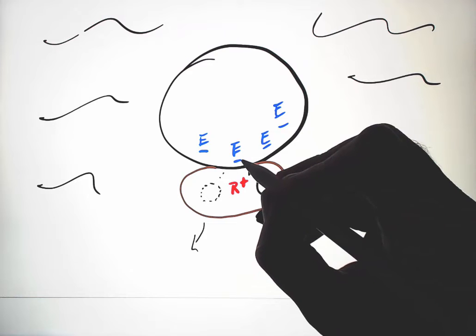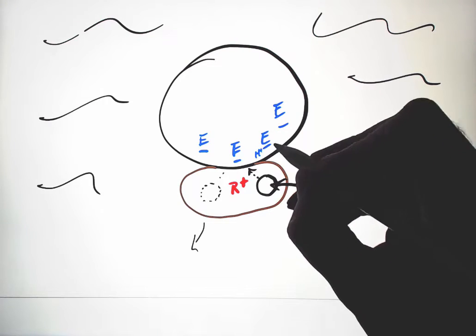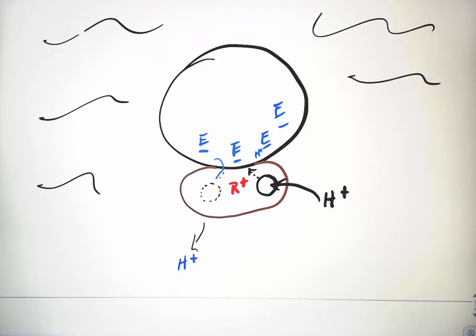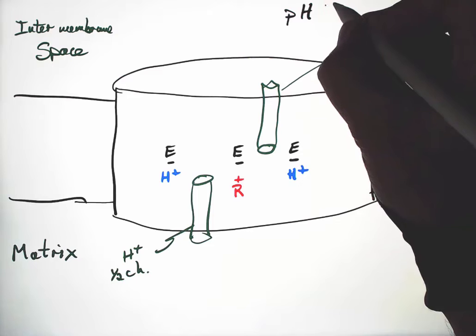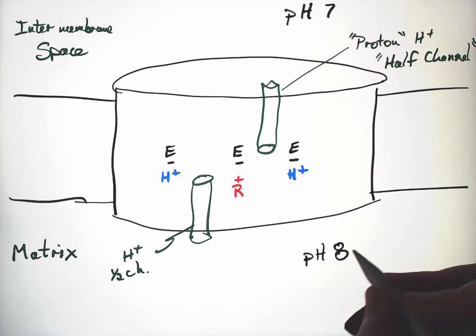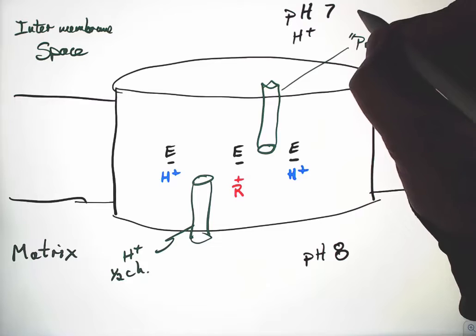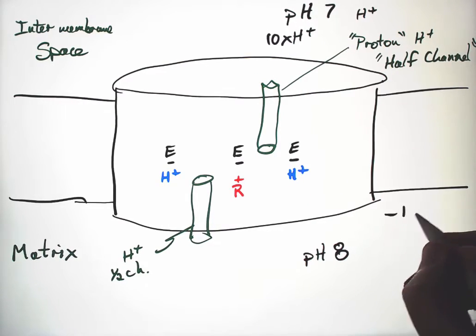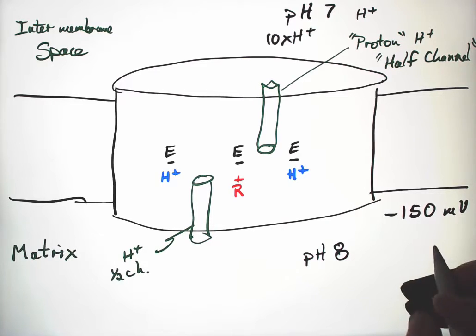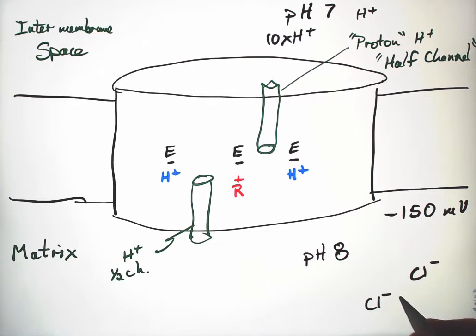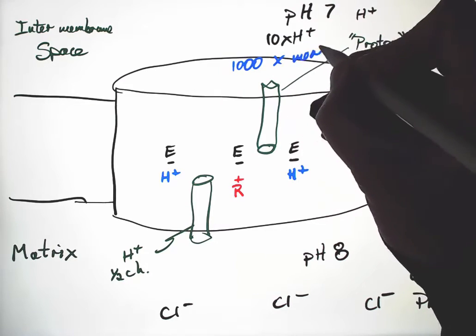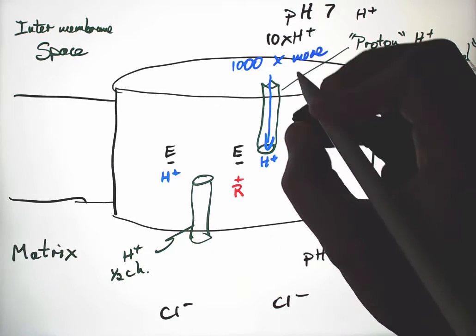So protons are going in, wind up bound to an E minus, they rotate around, they come back out through this half channel to the other side of the membrane. The intermembrane space has a pH of 7, the matrix pH 8. And that means there are 10 times as many protons in the intermembrane space. The matrix is negatively charged, minus 150 millivolts, and that means there are unbalanced charges, chlorides, proteins, other negative charges unbalanced on the inside. The combination of those 2 mean that 1,000 times more likely for a hydrogen to enter a half channel from the intermembrane space.